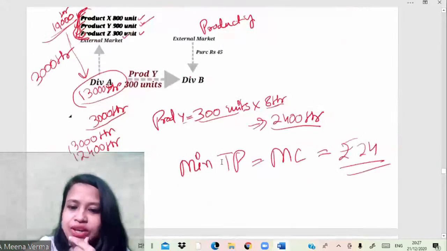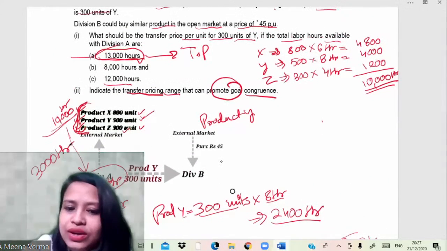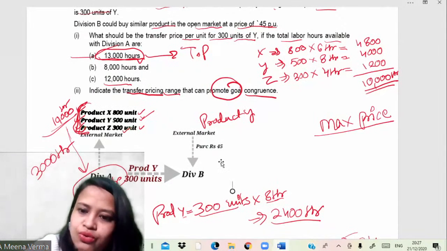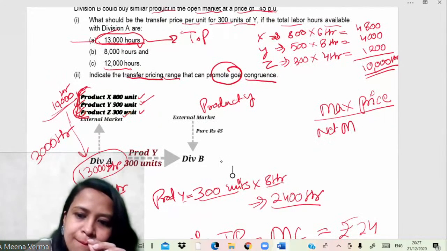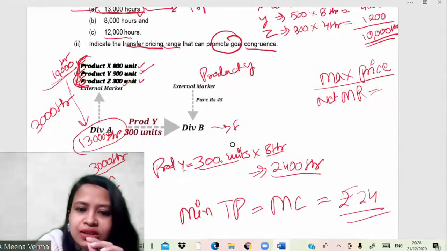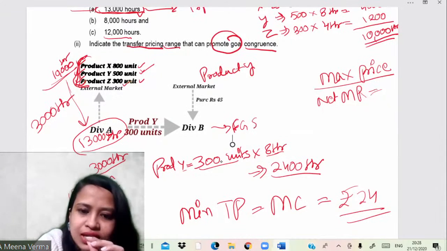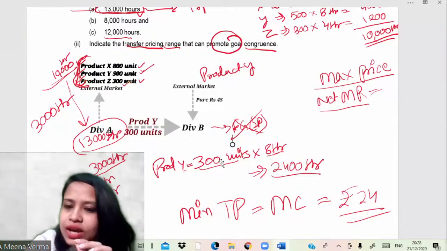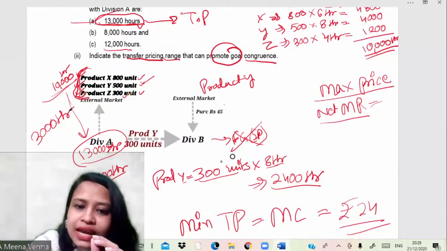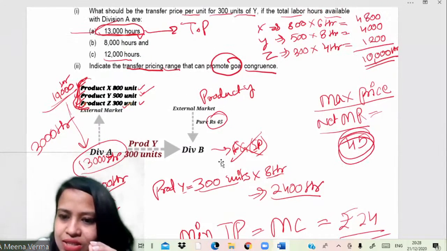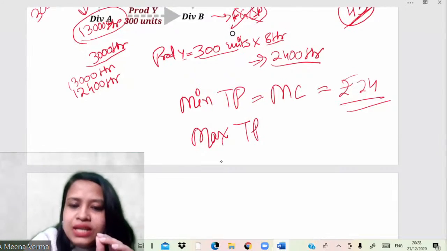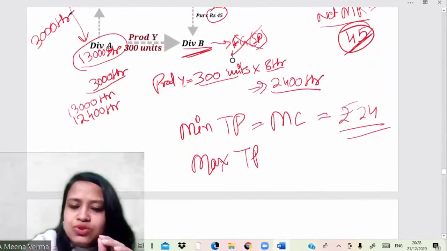And if you want to calculate the maximum price, see how we calculate it. For finding the maximum price, we need two things. First, you want to find the net marginal revenue, which is not possible to calculate here, because the selling price of the final good is not given. So it is not possible to calculate the net marginal revenue. Then what will you consider? You will consider the net external buying price, 45 rupees. So you will take this value as the maximum price. The maximum transfer price which division B is willing to pay is rupees 45.